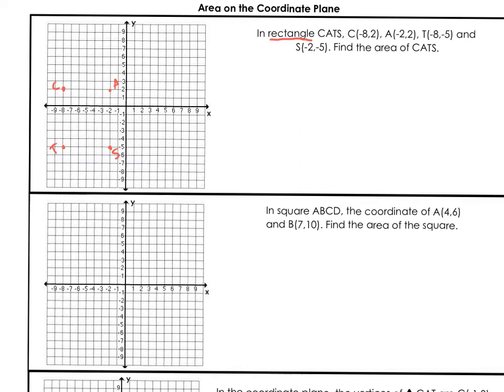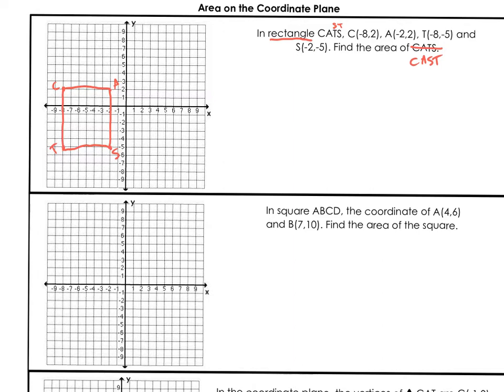Now, we want to find the area of CATS. Now, I want to say something. I've actually done this wrong. It should be CAST. I violated what I taught you in the first lesson of the year. That would be CAST. Unimportant. We're going to find the area of CAST. We're still going to find the area, though.